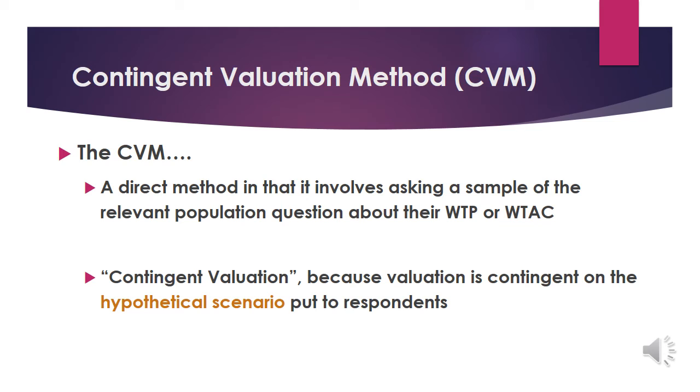Alternatively, the disadvantages are hypothetical bias, which is not an indicator of actual consumer responses, which we'll talk about in a second, and scope sensitivity. A scope test looks at whether respondents are willing to pay more for a good that is larger in scope, or equal in quantity.